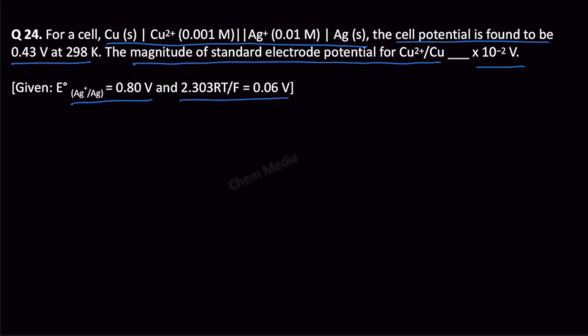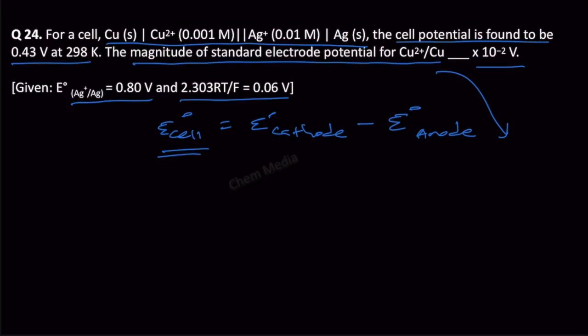in the next equation. We know that E cell standard is equal to standard reduction potential for the cathode minus standard reduction potential for the anode. So first we need to find out this term, and then we can figure out the final answer, because here they are asking the standard electrode potential for copper 2 plus becoming copper. So this is the standard reduction potential they are asking, and the cell potential value is given.